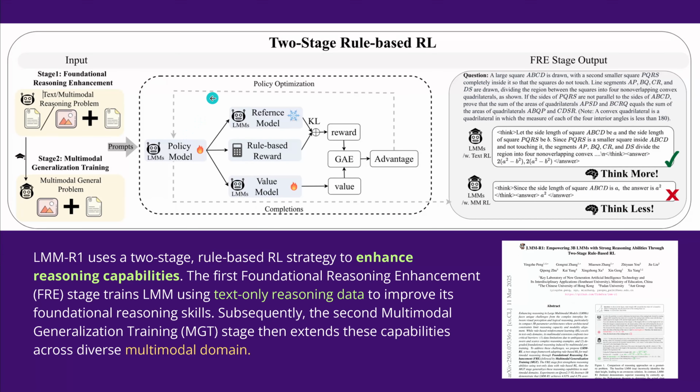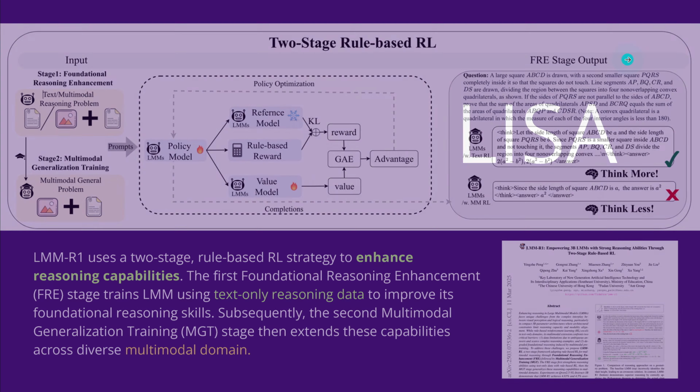Now, in this particular paper, they found a solution using a two-stage formula. No? The first, stage 1, the foundational reasoning enhancement, and then a multimodal generalization training. So they built one on top of the other, and then they went with a classical RL policy optimization. Great. But this is a rather simple concept, no?